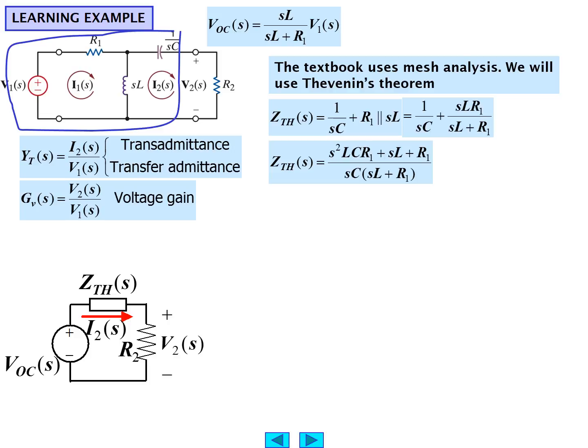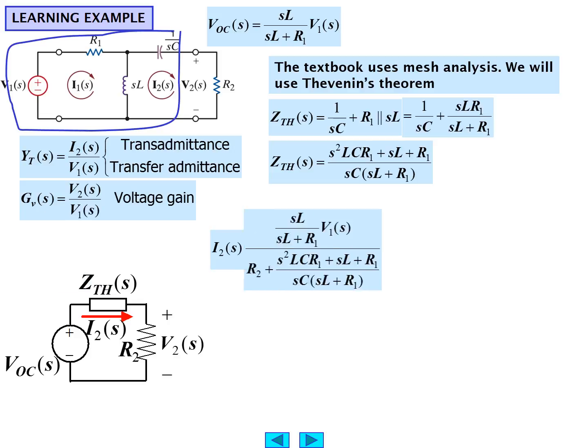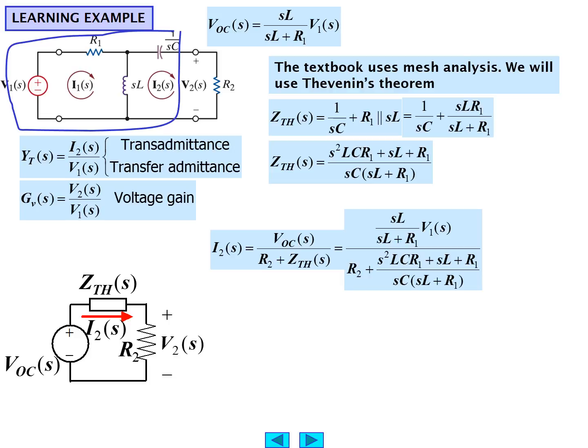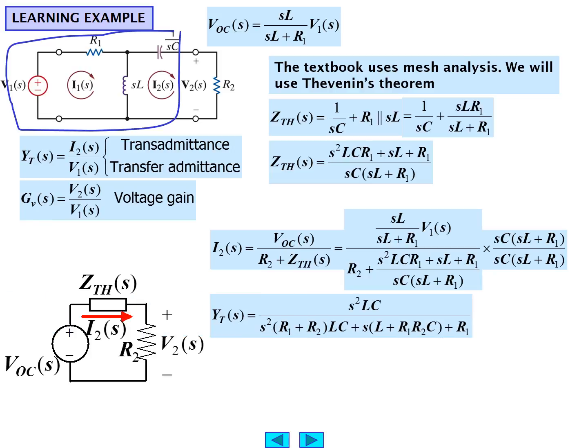And we have our load resistor R2 put back in place across the terminals. And we have our target variable V2 then as the voltage across that resistor. So I2 of S is VOC divided by R2 plus ZTH of S. We could substitute in what those complex terms look like and straighten them out, especially the denominator, which is quite complicated. So therefore we end up with an admittance transfer function, YT of S, as S squared LC divided by S squared quantity R1 plus R2, close quantity LC, plus S quantity L plus R1 R2C, close quantity plus R1. And GV of S, the voltage gain, would be V2 of S divided by V1 of S, which is R2 I2 of S divided by V1 of S, or if you will, R2 YT of S.